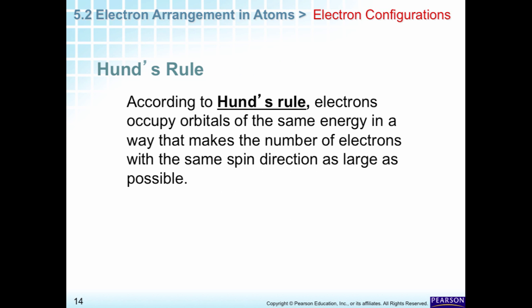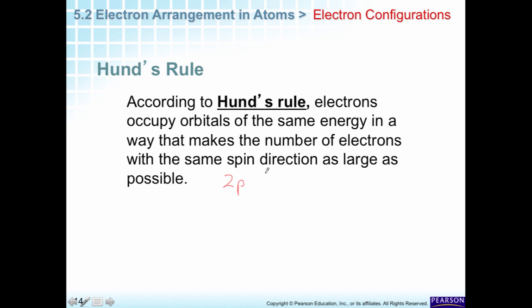Now Hund's rule is that electrons occupy orbitals of the same energy in a way that makes the number of electrons with the same spin direction as large as possible. Another way of saying this is that if you're at the second energy level and you're in the p orbitals, okay? So let me draw those boxes for you.